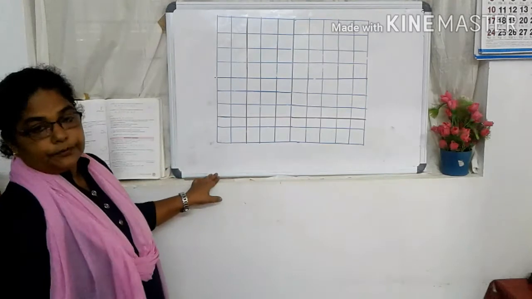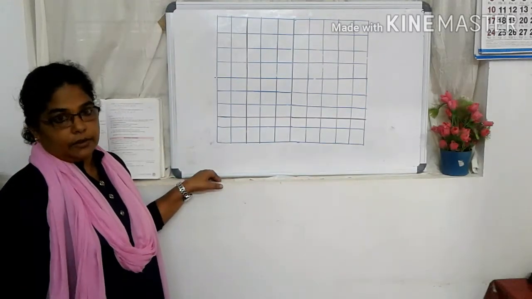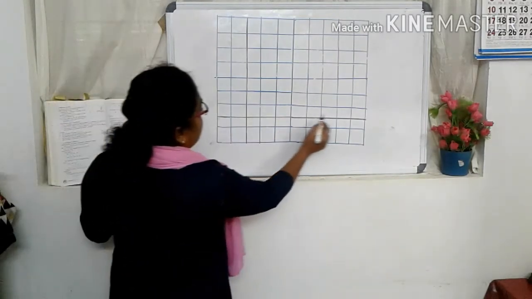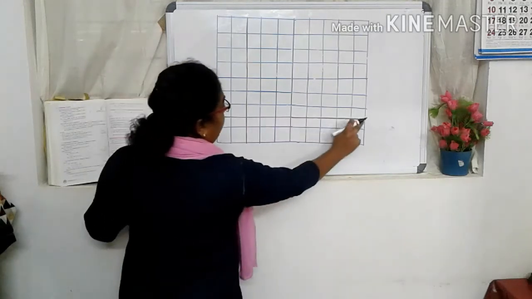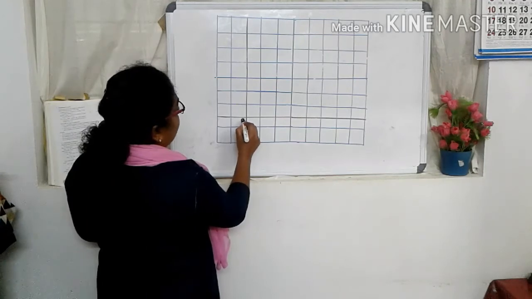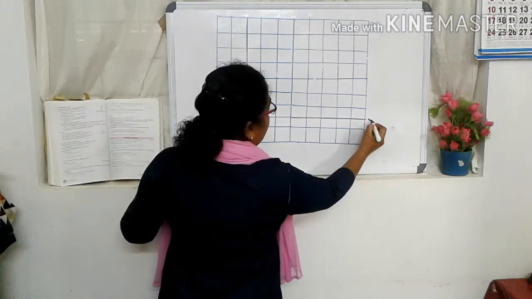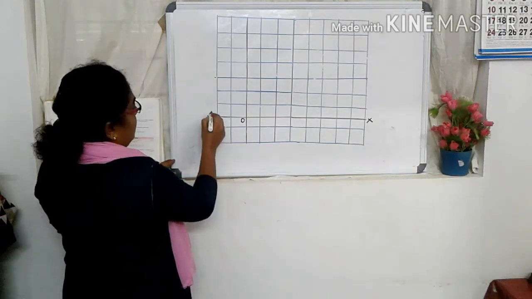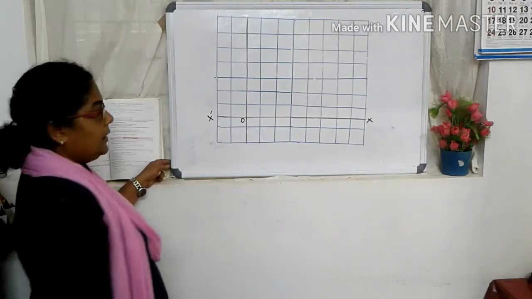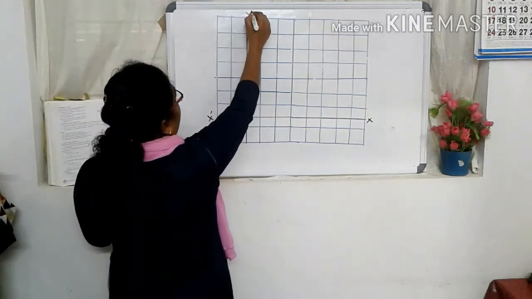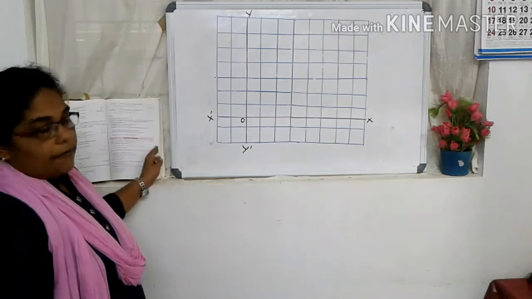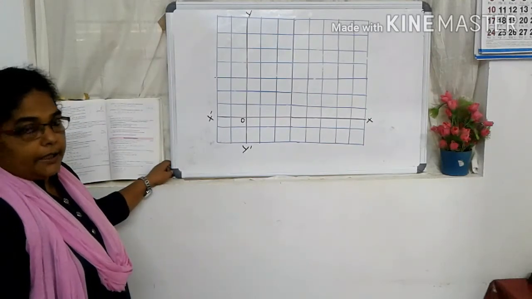This is a graph paper. It is called the Cartesian coordinate plane, or otherwise we can simply call it a graph paper. Which axis is this one? Yes, the x-axis. This is the origin, which we represent as O. This one is x, and this is x dash. Which coordinate is this? Yes, it is the y coordinate. So here y, and this one y dash. This is a graph paper or Cartesian coordinate plane.